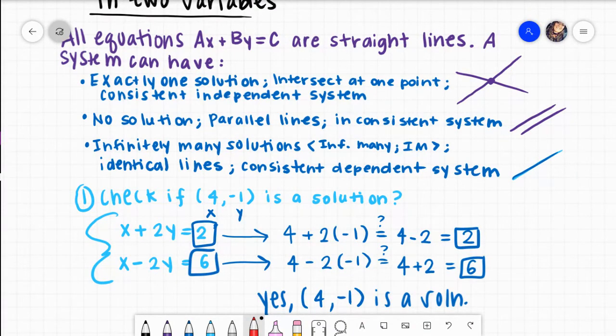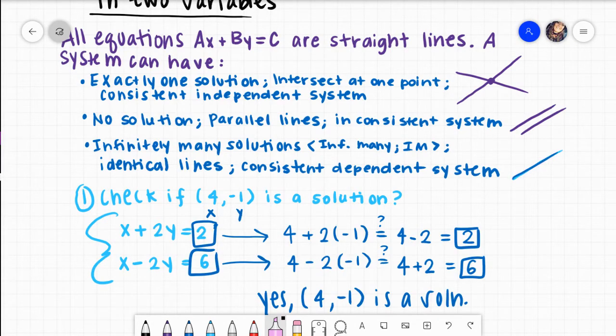The different types of solutions that we have are a consistent independent system, where they intersect at one point, which means they have exactly one solution. Okay. And then we have an inconsistent system, which means the lines are parallel and there is not a solution, right? So this is my one solution. And the fact that these don't cross anywhere means that there's no solution. And the fact that these touch at all points means that it has infinitely many solutions, right? Because there are so many points that they're touching at.